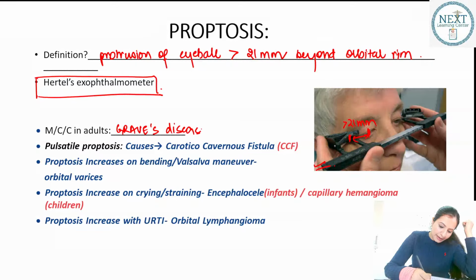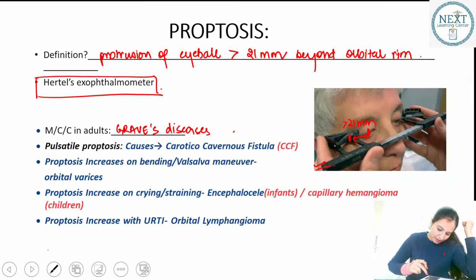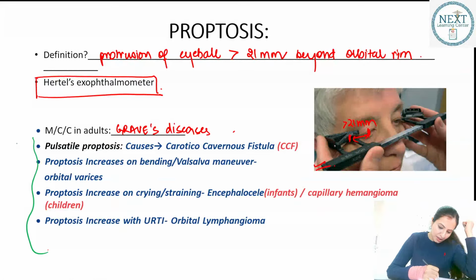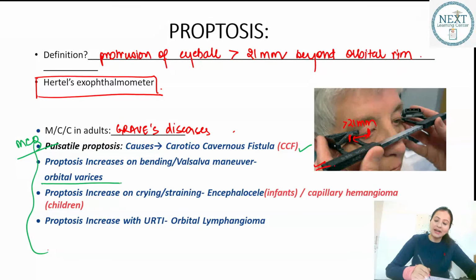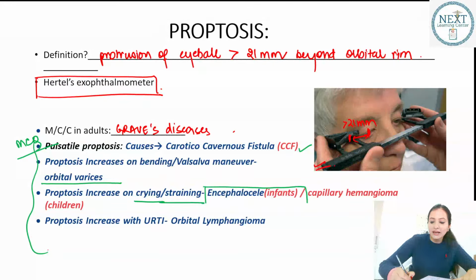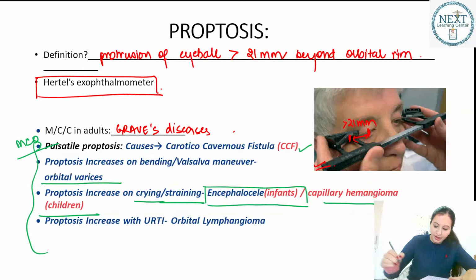Now, exam oriented MCQs. What is the cause of pulsatile proptosis? It is carotico-cavernous fistula. What is the condition in which proptosis increases on bending or Valsalva? It is orbital varices. That proptosis that increases on crying or straining, that causes encephalocele in infants or capillary hemangioma in children. Proptosis that is increasing with upper respiratory tract infection, that is your orbital lymphangioma.